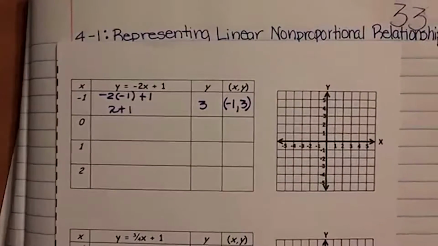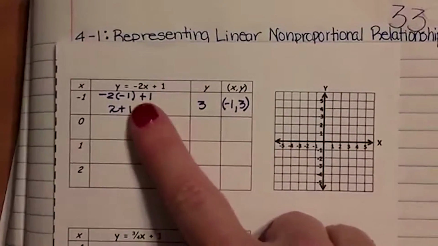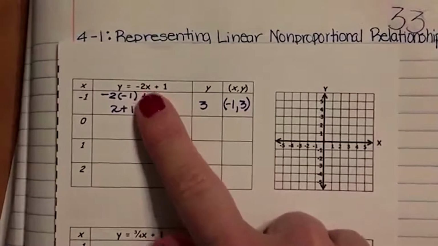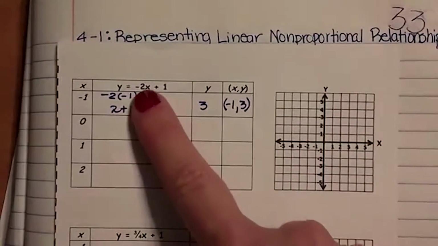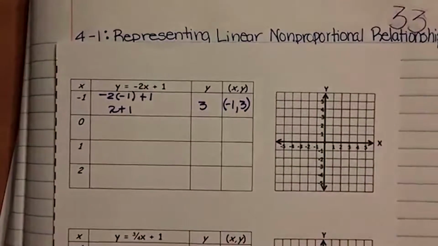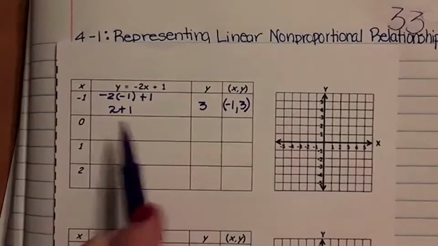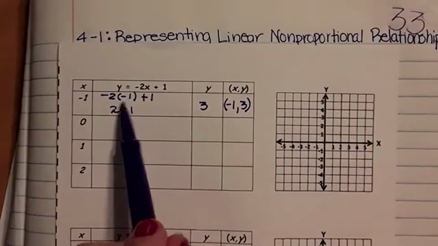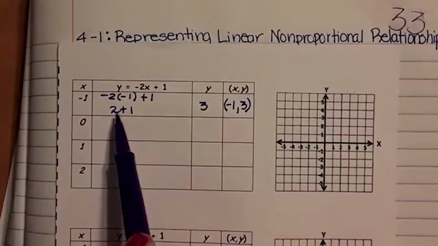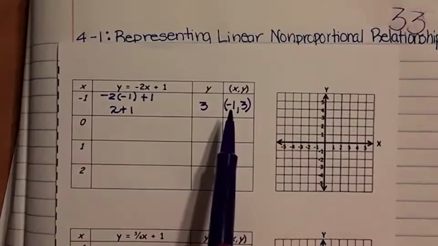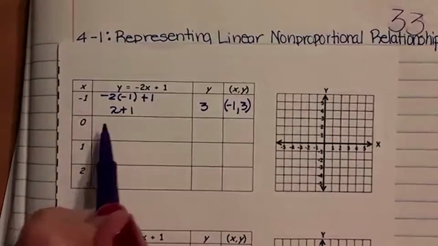If you look on page 33, notice that this looks similar to the equation we just did on 32. The difference is that it's a -2. So this will end up being a negative slope. So if you see, I have -2 times a -1 is a +2. 2 plus 1 is 3. So one of our coordinates is -1, 3.